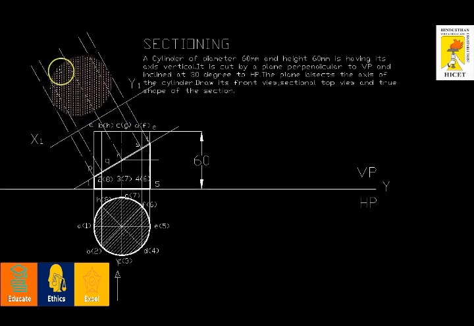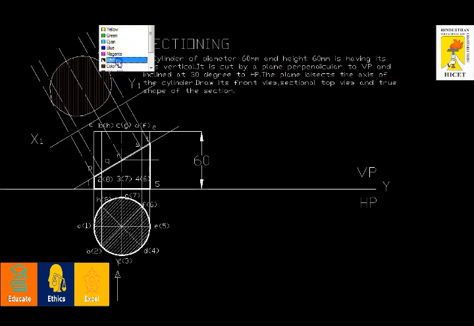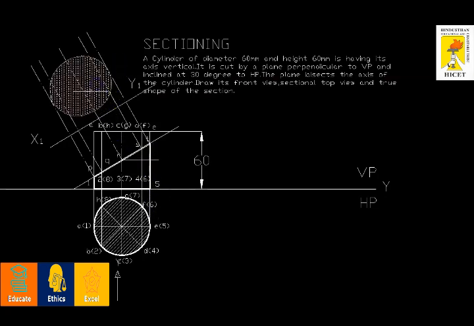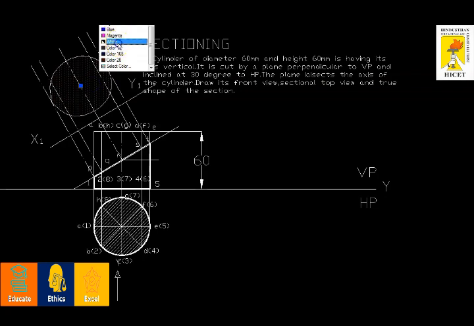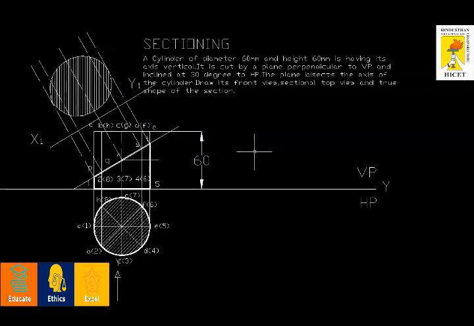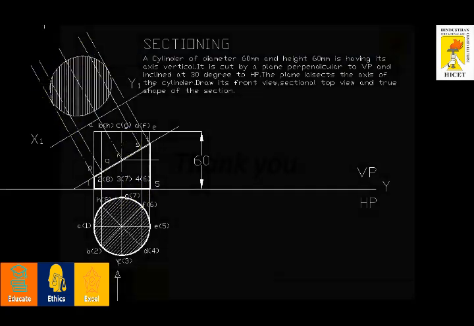After getting them, I'm going to join all the points with a freehand sketch, like this. Finally, we'll get an output, and I'm going to hatch it. I'm going to hatch it using this software, and I'm going to finish it off. So this is all about sectioning. See, we have to project from xy, measure, transfer it to x1 y1, and complete the shape. Thank you.